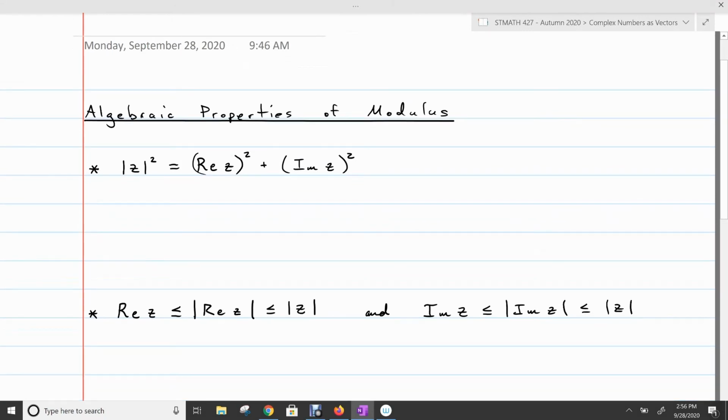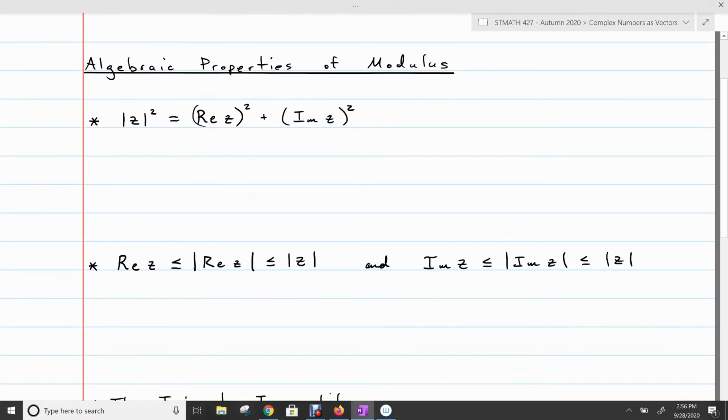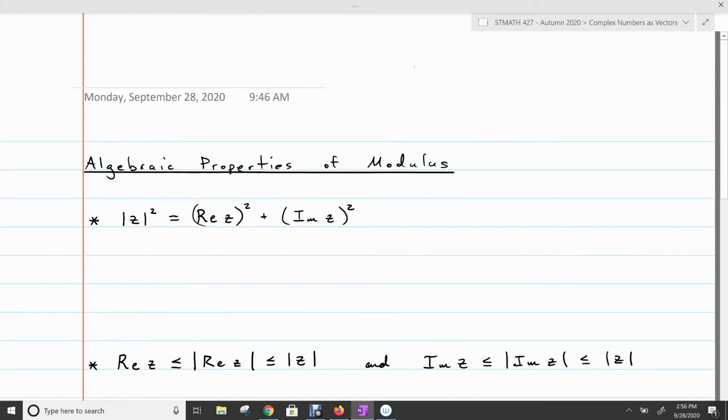Let's talk about some of the algebraic properties of the modulus. The first one here says that the modulus of z squared is the real part of z squared plus the imaginary part of z squared. Just a little reminder up here at the top somewhere: if we have z equal to x plus i times y, then we know that x is the real part of z and y is the imaginary part of z.